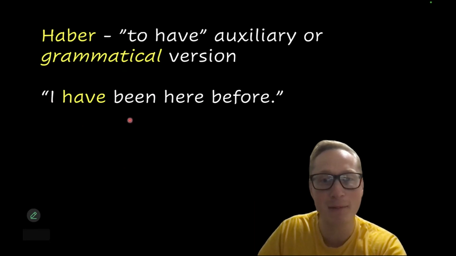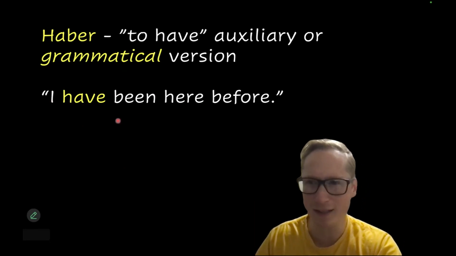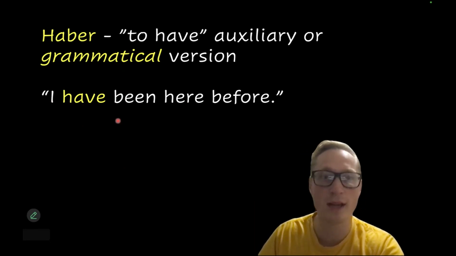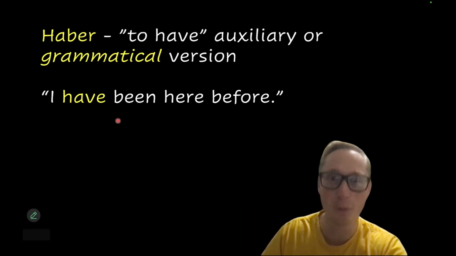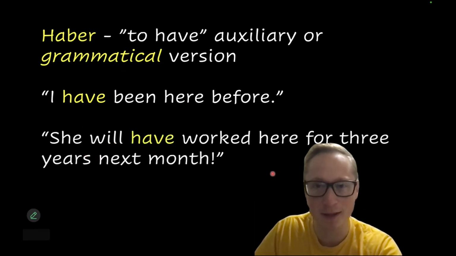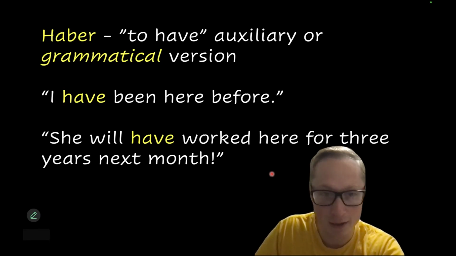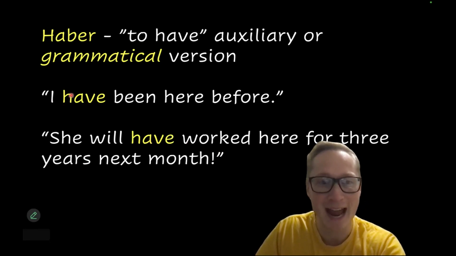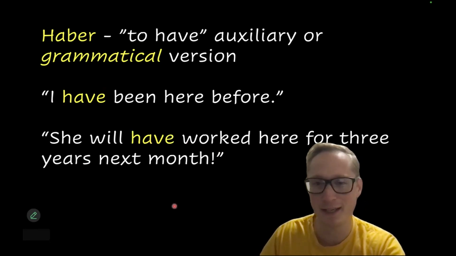I have been here before is a lot different in meaning than I was here before. We have been here before is different than we were here, right? Or she will have worked here for 3 years next month. That's a lot different than saying she worked here for 3 years next month. That doesn't even make sense. So we need this have, and it functions exactly the same in Spanish.